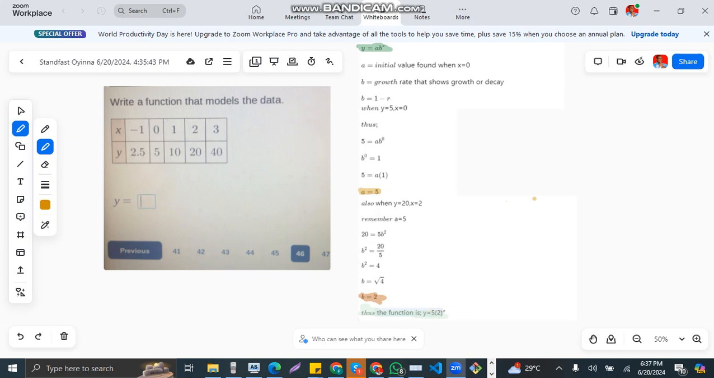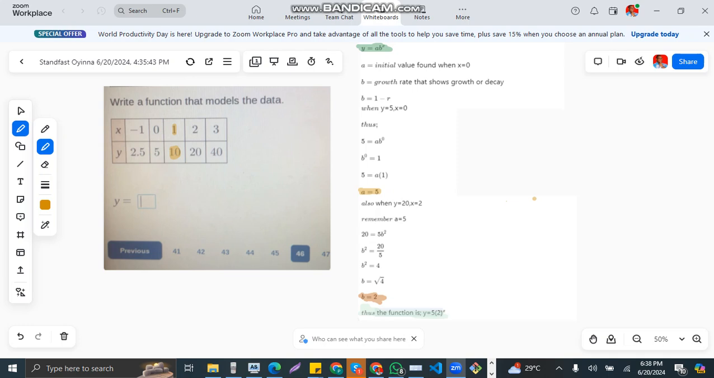Now if you doubt it, take your time, pick any value from the table. Let me say 3. So when x is 3, put 3 where you have x and solve. You're definitely going to get 40. If you want to, you can put 1. If you put 1 in the place of x, you have 2 raised to the power of 1, and 2 raised to the power of 1 is 2. 2 times 5 is 10. Automatically you have 1 and 10. So it's right.